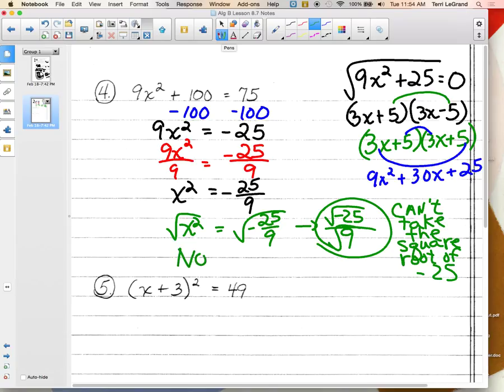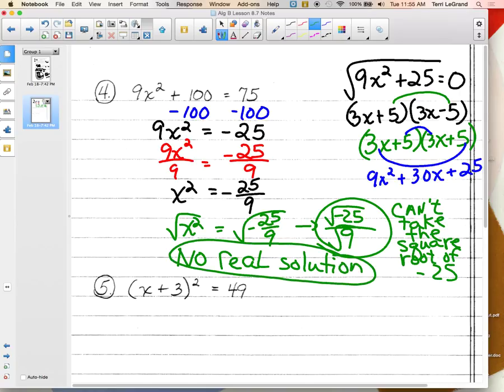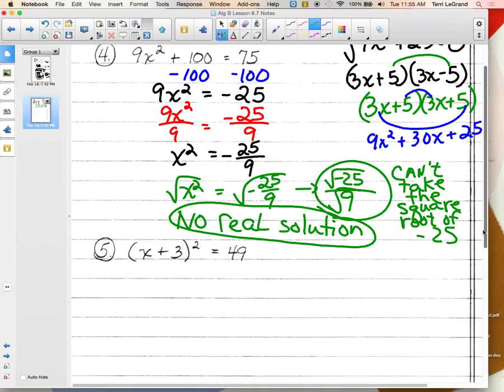No real solution. No real solution. In other words, not a number solution that lives on the number line. Remember, all the real numbers live on the number line. So there's not a number line solution for that one. There is not a real solution. Advanced algebra will teach you what the solution really is.